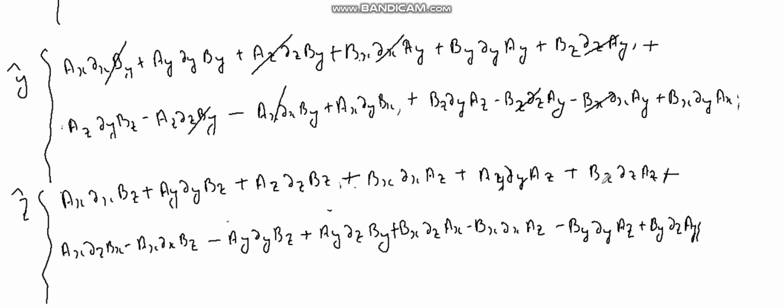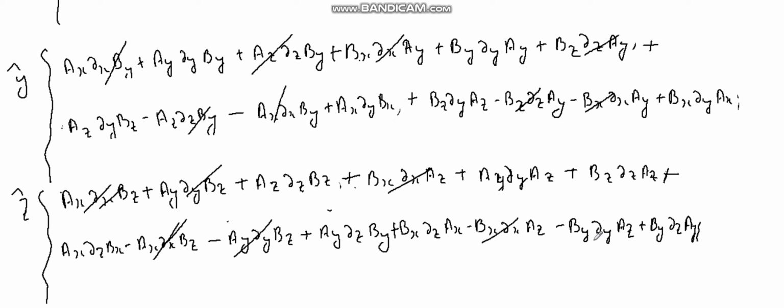Again we will get some terms to be cancelled out. ax del x bz, ax del x bz, okay, right. ay del y bz, ay del y bz, right. bx del z ax, bx del z az, bx del x az, okay, by del y az, by del y.